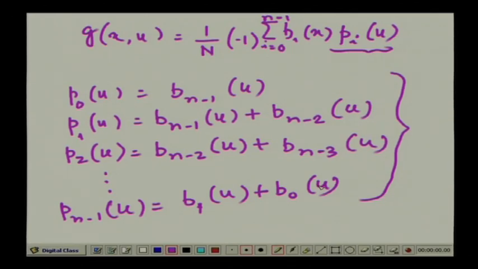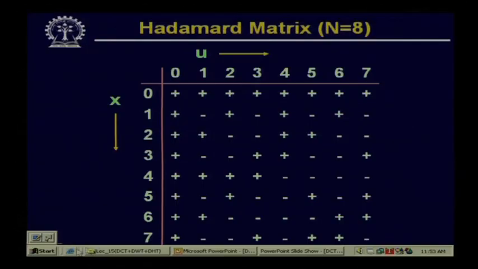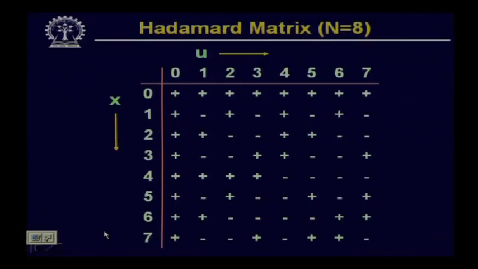Now, by using this modification, again this particular forward transformation kernel that we get, the modified forward transformation kernel, leads to a modified Hadamard matrix. So, let us see what is this modified Hadamard matrix.